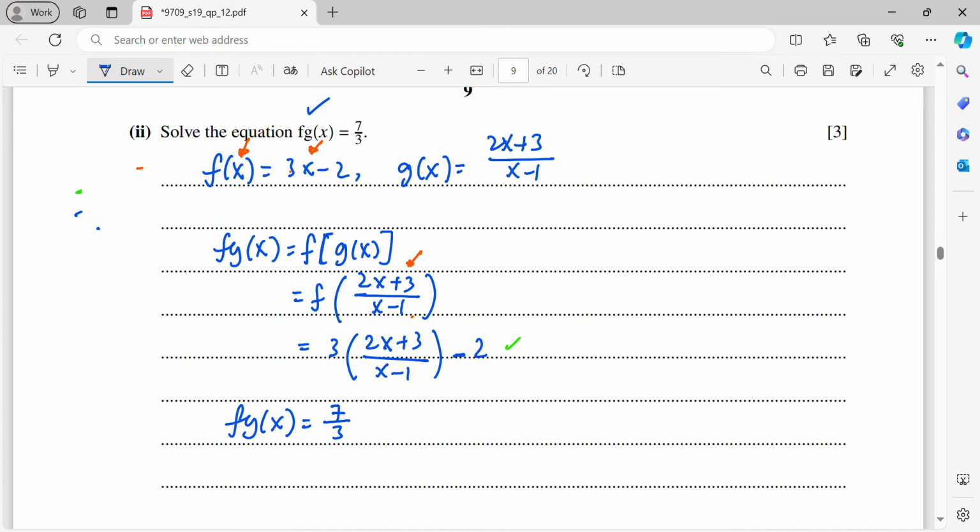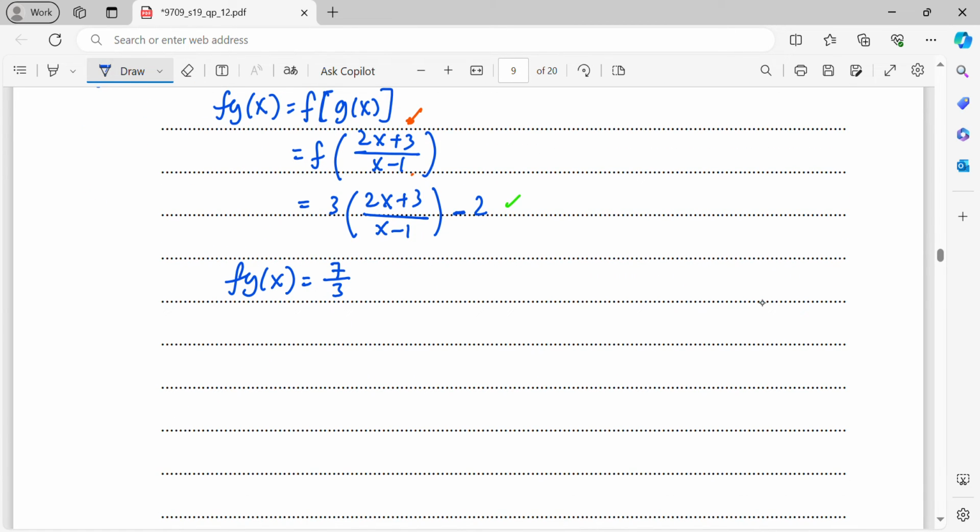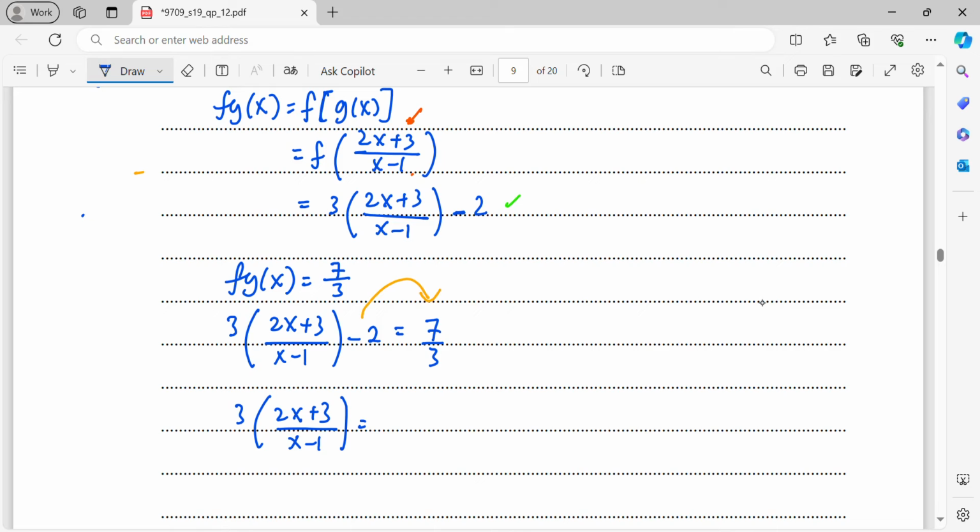Right. So here is going to be 3 times (2x plus 3) over (x minus 1), then minus 2 equals to the fraction. Now, I can just move this minus 2 to the other side, becomes plus. So here I will be getting this whole term. Now 7/3 plus 2, that is 13/3.